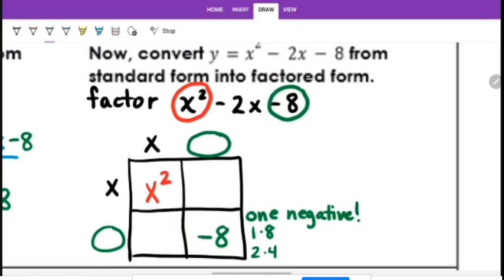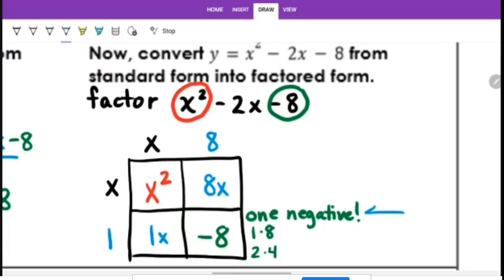So I'm going to get this wrong on purpose just to show you what happens. If I hypothetically try to fill this in with an 8 and a 1, I'd get an 8x and a 1x. Now we know one of these would have to be negative. We already decided one has to be negative. If it's the 8 that's negative, I would end up with a -7x when I add these together. So that doesn't work. If I make the 1 negative instead and I add these together, I get a +7x.